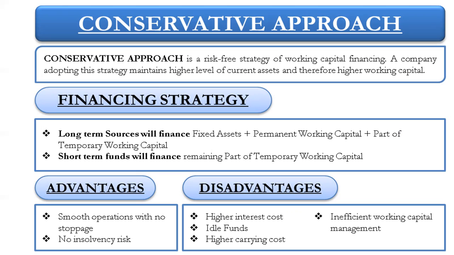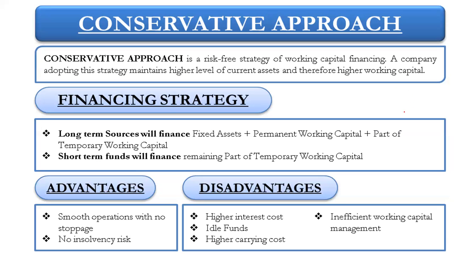Financing strategy means long-term sources will be used to finance the fixed assets, plus permanent working capital, plus part of the temporary working capital. Then short-term funds will finance the remaining part of the temporary working capital. They will use short-term finance to fulfill the temporary working capital, and long-term sources will be used to finance the permanent working capital.